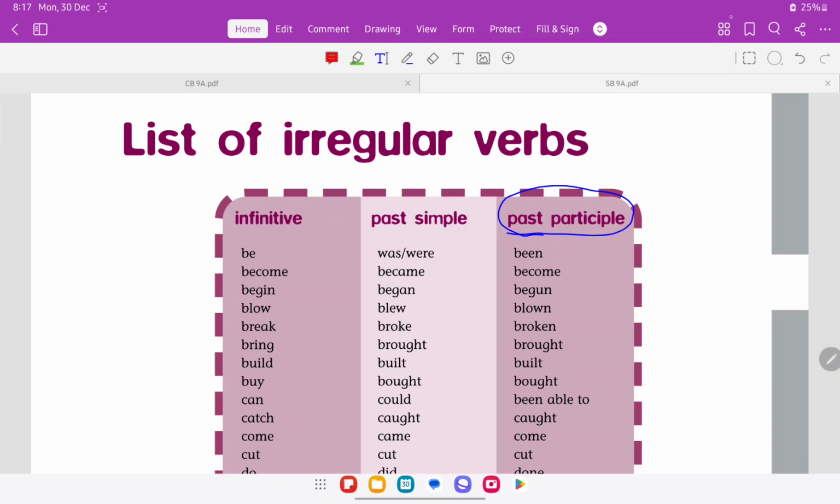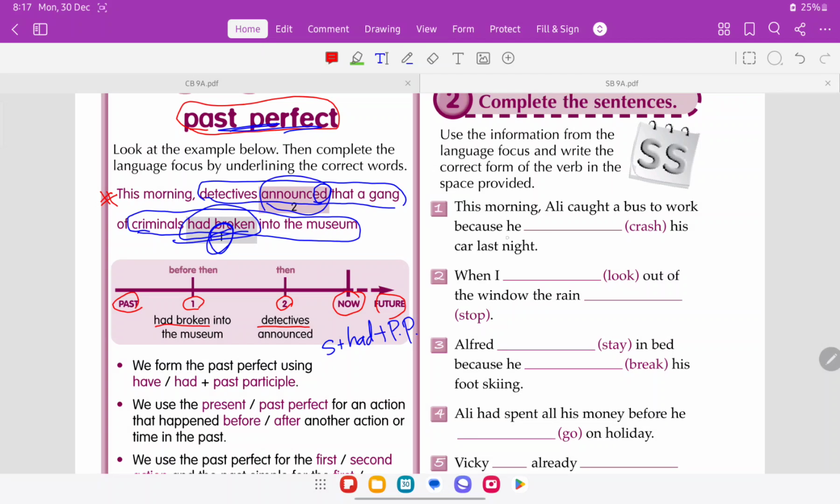Now we go back to the page that we were on. Okay, now let's do numbers 1 and 2 to understand how to use the past perfect. Okay, this morning Ali caught a bus to work because he crashed his car last night. So we have two actions now. We need to decide what is the first and what is the second in order to use the correct tense.